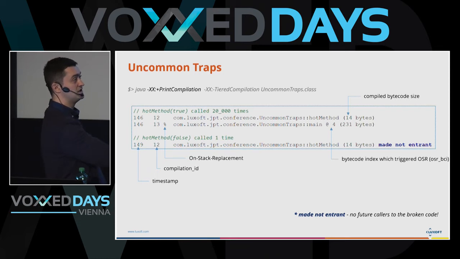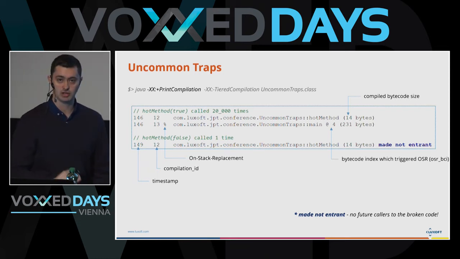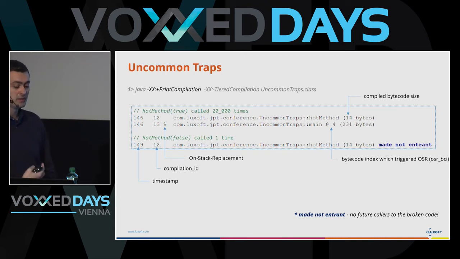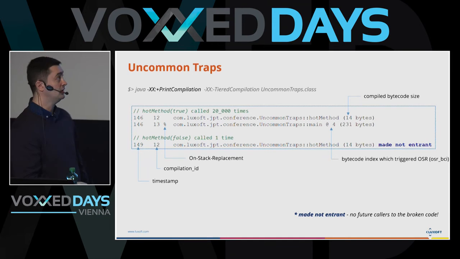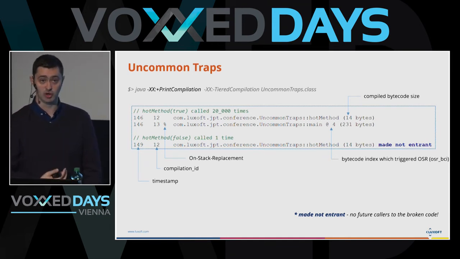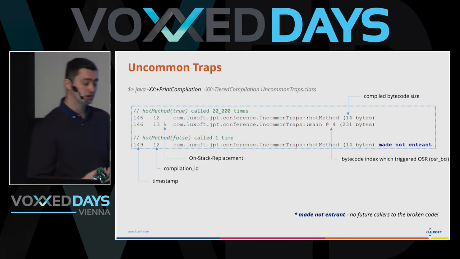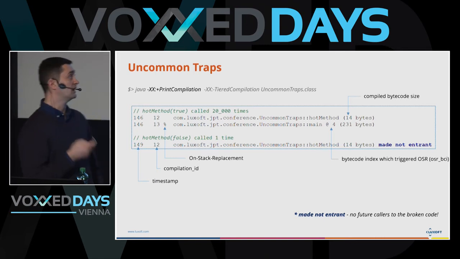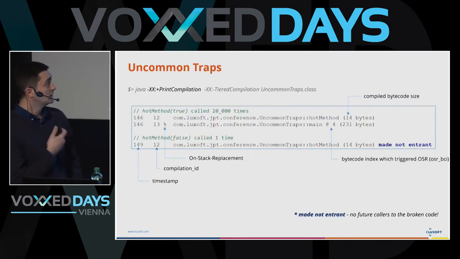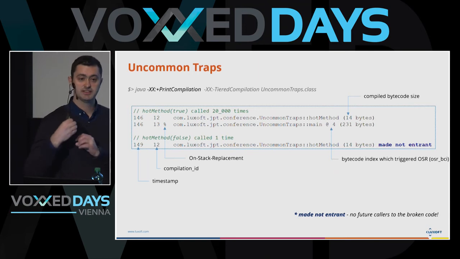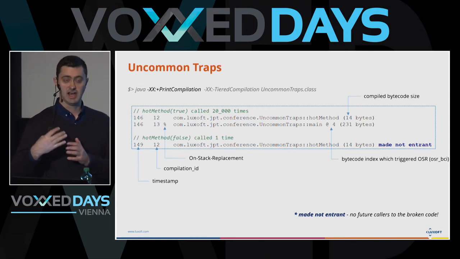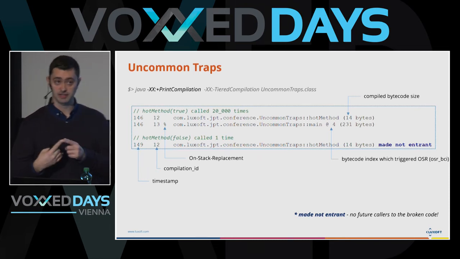What happened afterwards, immediately when we called just once with hot method of false, we see here this mark which says "made not entrant", which means all the assumptions and all the optimizations made previously when the method was called with true are not valid anymore. So mainly the uncommon trap was hit and the method was bailing back into the interpreter. That's why there is that big discrepancy, like 100 times more, when I called once with false in comparison with the previous one.